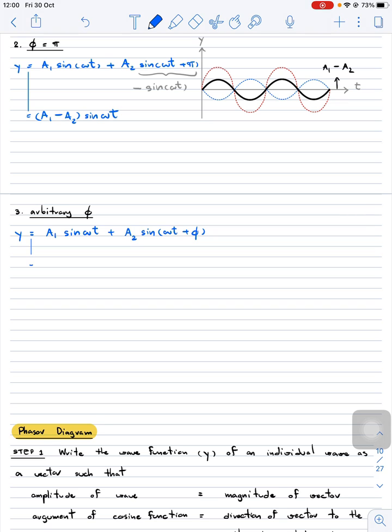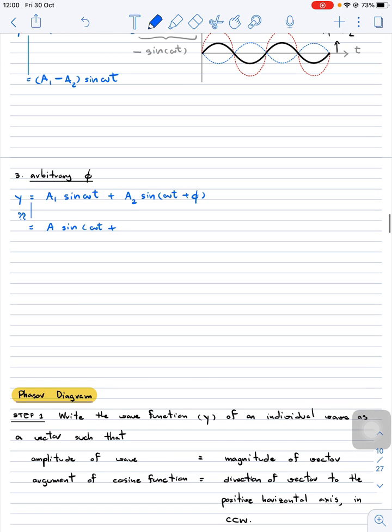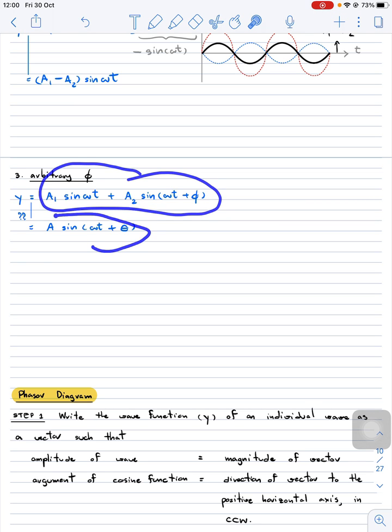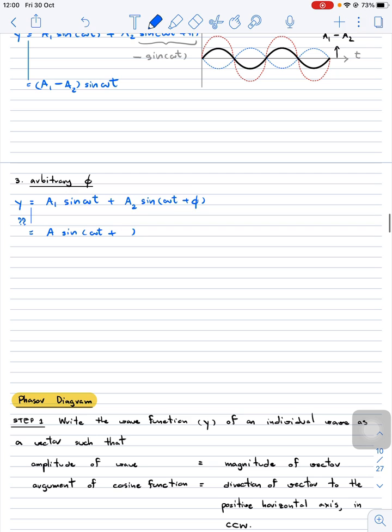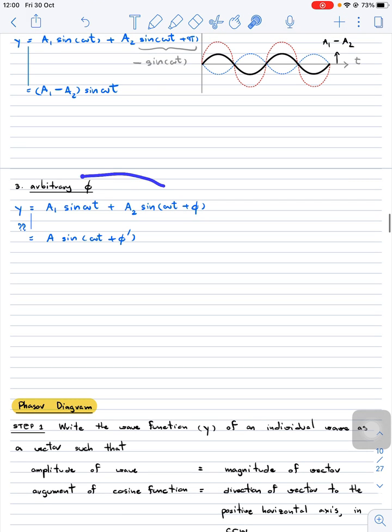in this case, is it possible to write down as A times the sine of omega t plus maybe theta, right? Is it possible to write down this summation into this form? Actually, it should just be phi prime. Okay, is it possible to write down this summation into this form? I'm going to make you think first.